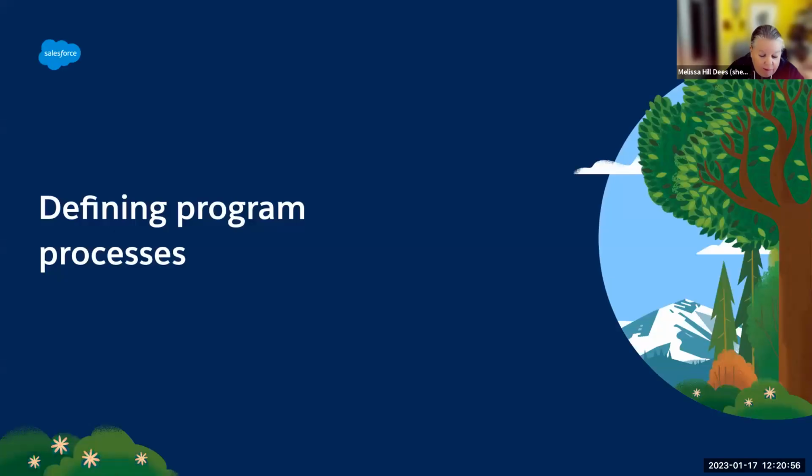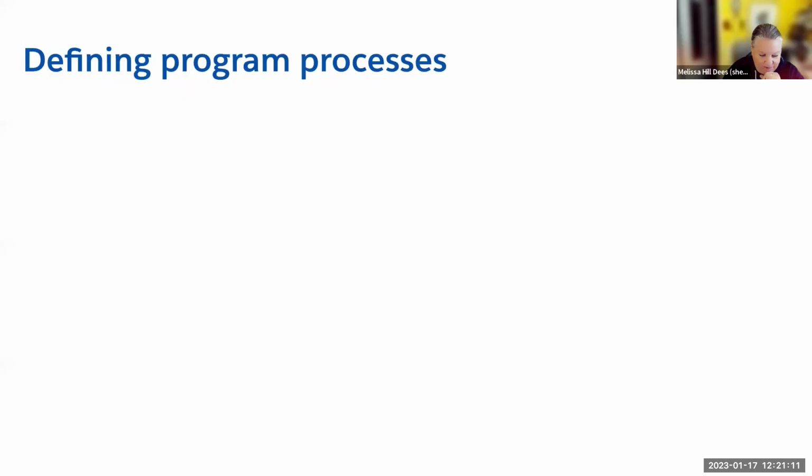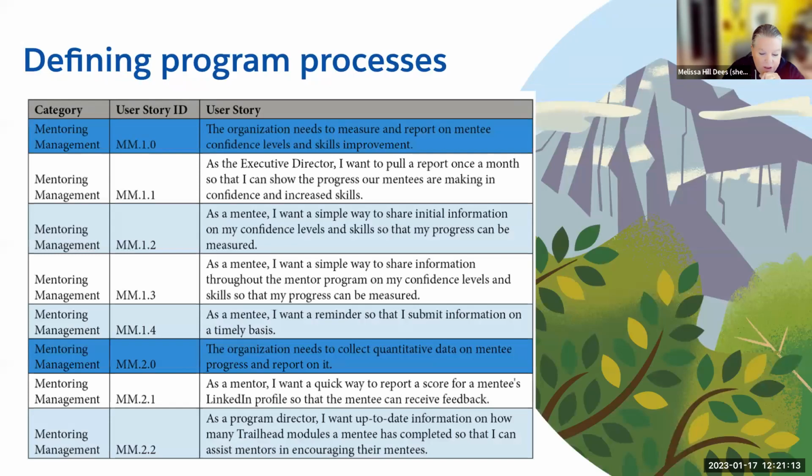And then I promise there's only another step or maybe 2 before you can start on a solution, because that's what everybody wants to really do, isn't it? We want to solve the problems. So let's define the program processes. So you want to create a unique ID for each user story. This is just an example. This was for mentoring, right?